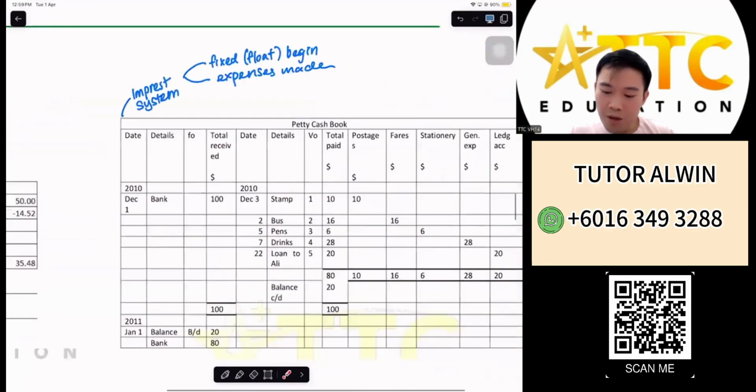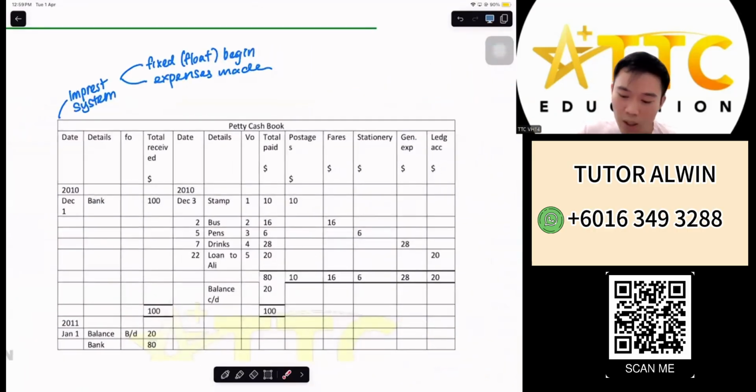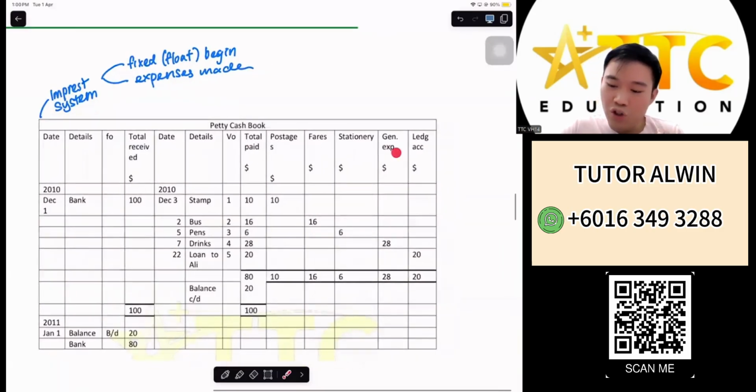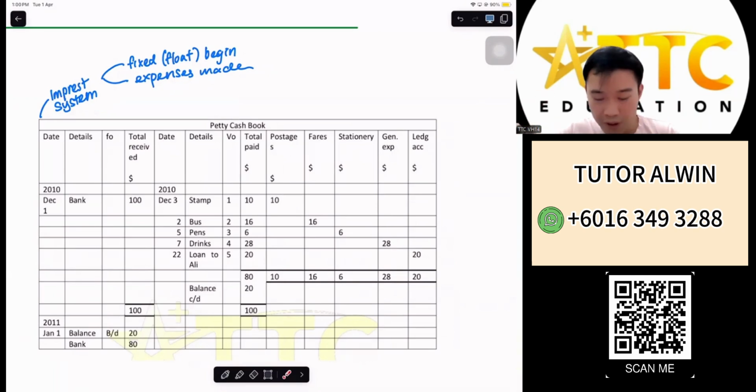Staple it up. As this happens day by day, at the end of the month you will sum up everything into its category. Postages, normally for post office and parcels. Fares, or traveling expenses: Grab car, Uber, LRT, or petrol. Anything that relates to that will be classified under fares. Stationery, you know what stationery is. General expense, maybe office expense, drinks, fragrances for the office. Maintenance of the office: you hire somebody to clean the office, or a plumber to fix the sink pipe, or anything to do with the office, as long as it doesn't relate to postages, fares, or stationery.